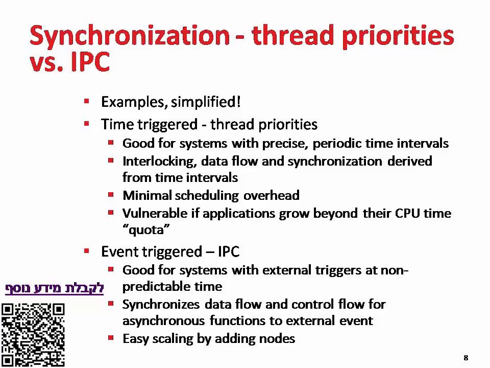If your system is event-triggered, characterized by external triggers that happen at unpredictable times, an explicit synchronization using IPC to control data and control flow is recommended. IPC imposes some overhead, but you benefit from a system that easily scales and works through the different functions in a sequence that will not change, no matter how many nodes you use or how fast they are.